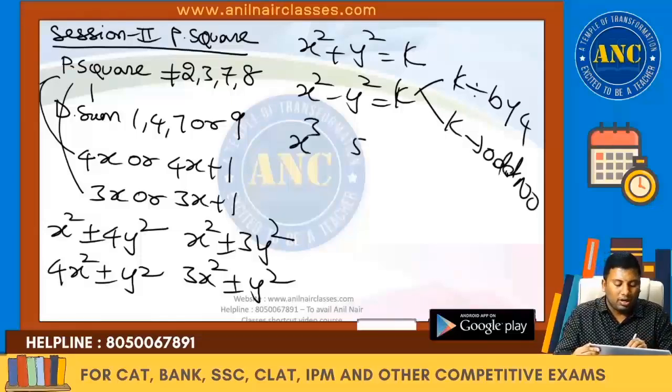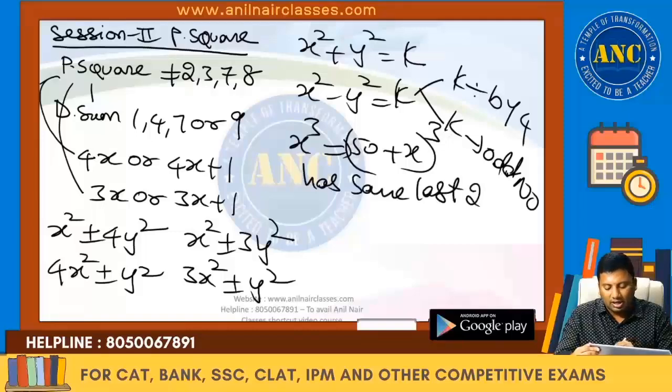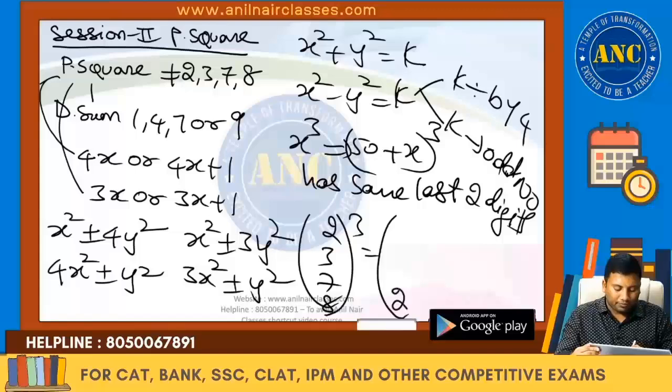X cube and 50 plus x whole cube have the same last two digits when x is even. Any perfect square never ends with 2, 3, 7 or 8. On cube I will get 8, 7, 3 or 2, which is that course.